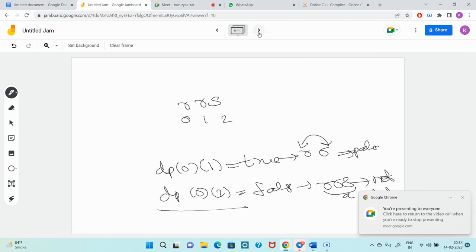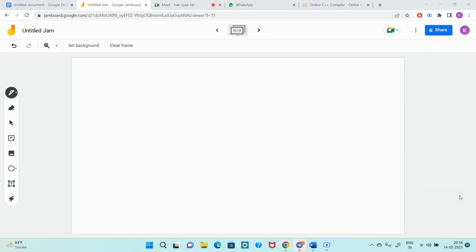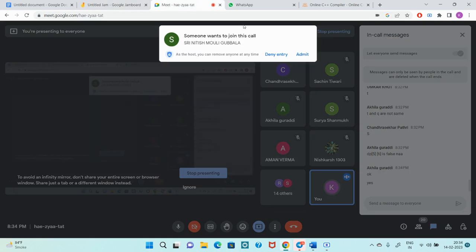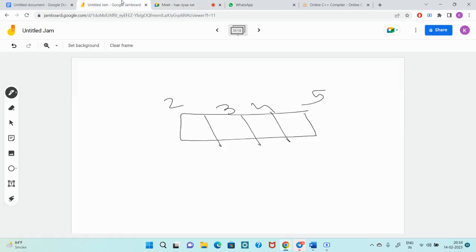Guys, now let me go to the harder part. Okay, this is the basic stuff. Now let's go to the harder part. So guys, say I am given a string like this. I am at index 2. It goes till 5. So we have to find if this string is a palindrome or not. So, how can I fill my DP array?